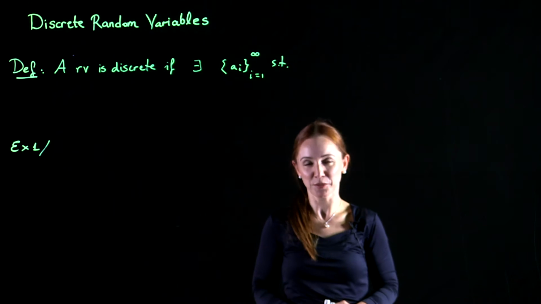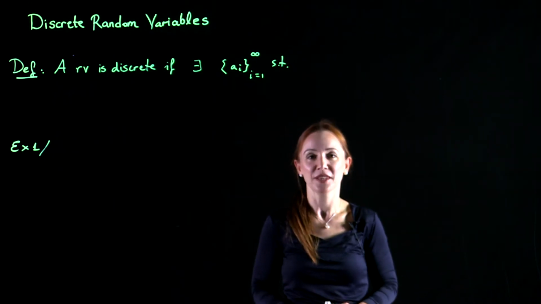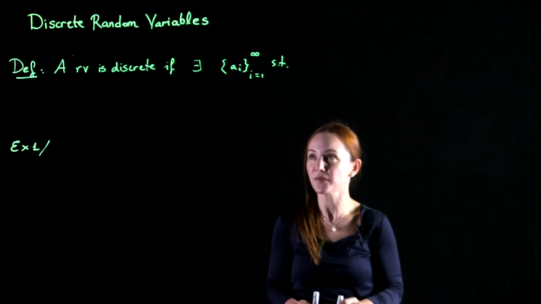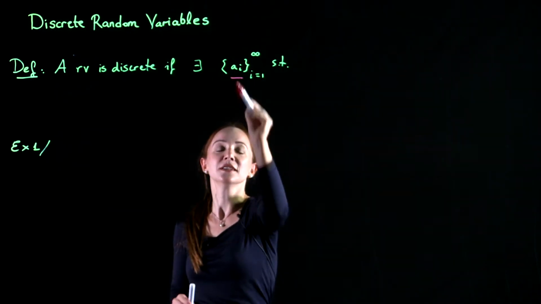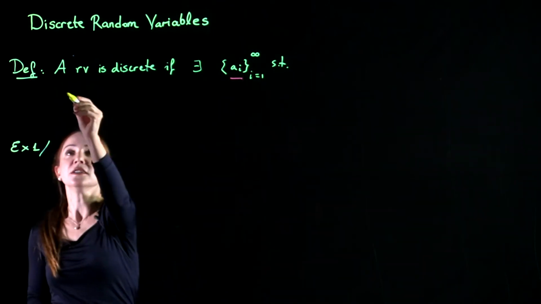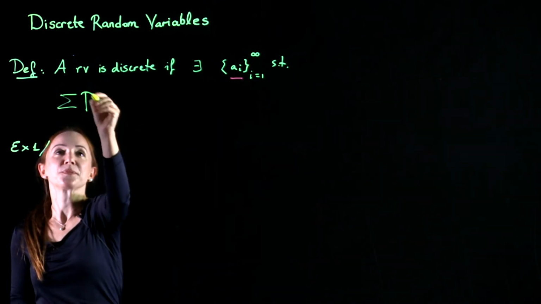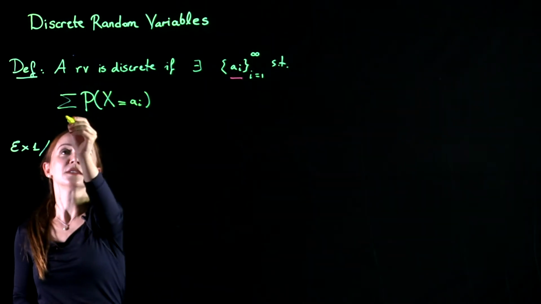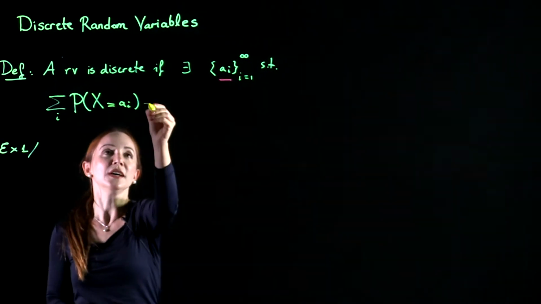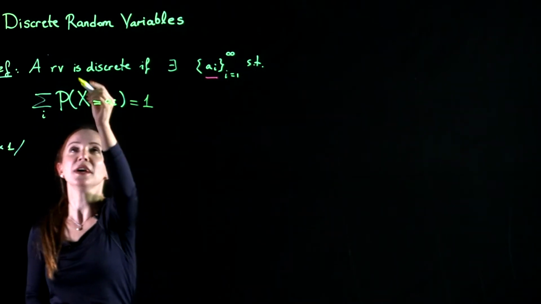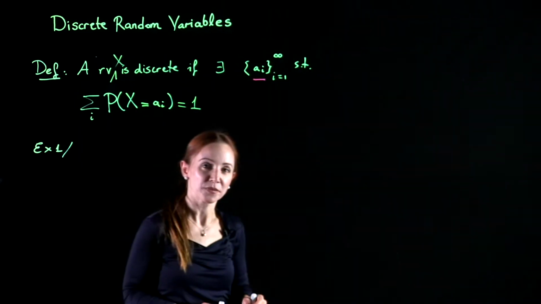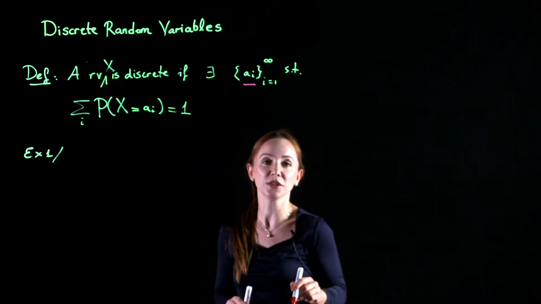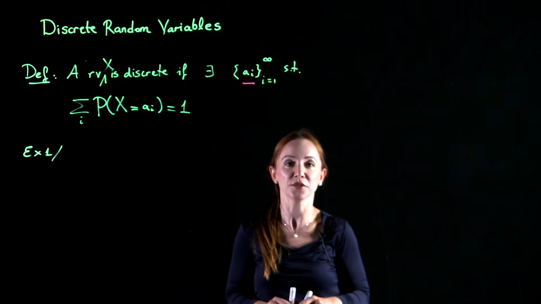A random variable is discrete if there is a countable set of values, the a_i's, such that the probability that X equals a_i, summed over all i, adds up to 1. So a random variable X is discrete if there is such a countable set of values that it takes. We sometimes call these values atoms that the random variable takes on.